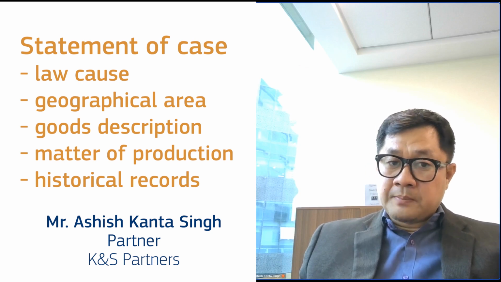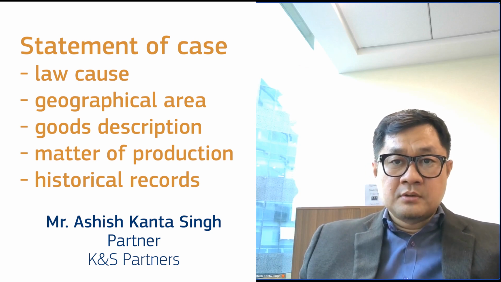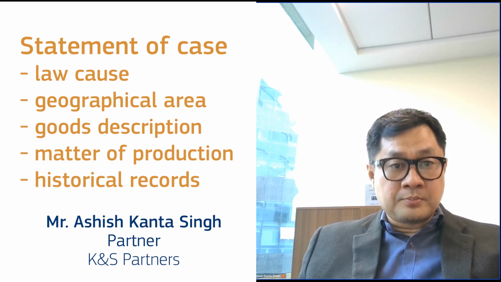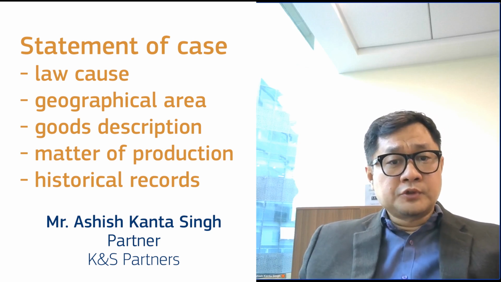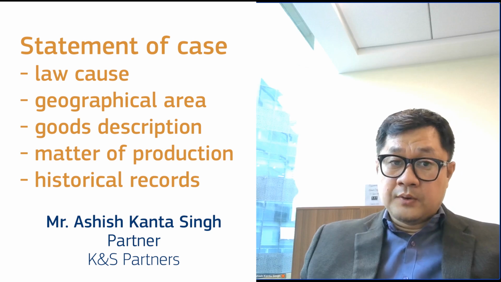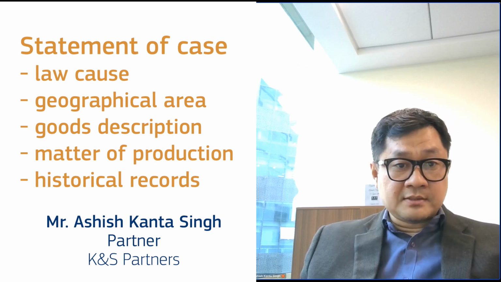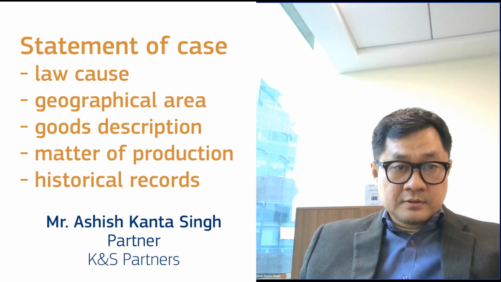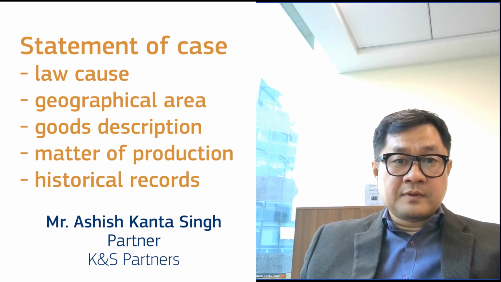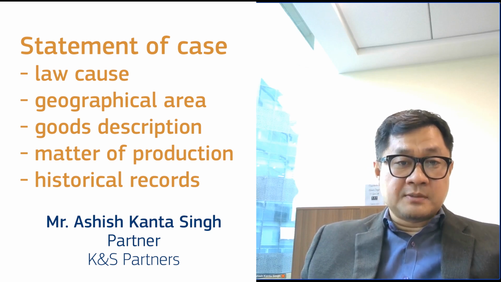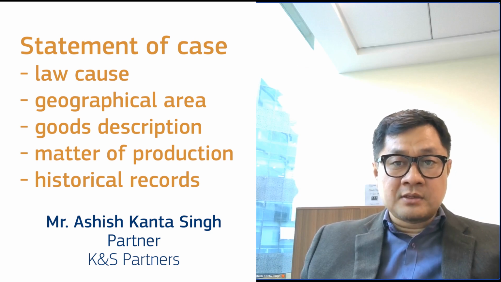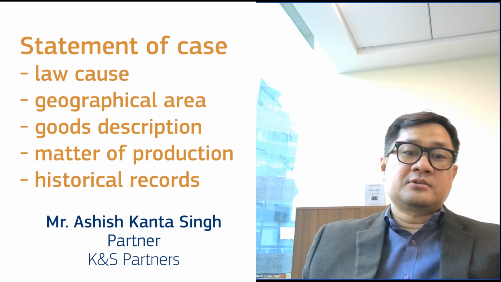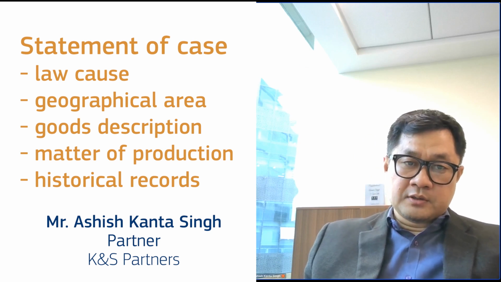We also have to talk about the description of the goods, what is the uniqueness of the product, and why it is different from any other product. We also talk about the method of production, with all the standards and specifications. And very importantly, historical records is something which the GI registry always insists upon at the time of filing the application, such as the earliest references of this product in the works of history.